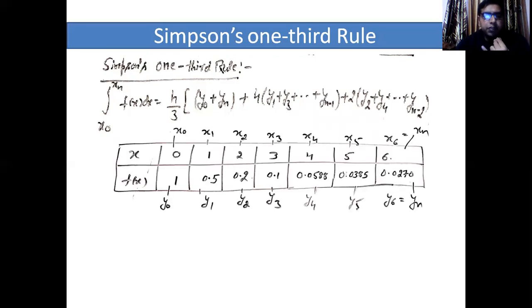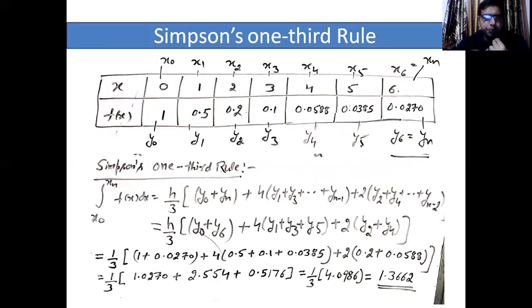Now the same question, x naught to xn, and we have the values y naught to yn. Now apply the same formula to this question. What is y naught? Same one. What is yn? That is y6, 0.0270, plus 4 times the odd suffixes. Now the odd suffixes are y1, y3 and y5. So substitute the values of y1, y3, y5: 0.5, 0.1, 0.0385. Sum these values and multiply by 4. And the even suffixes are y2 and y4 only, that is 0.2 and 0.0588.